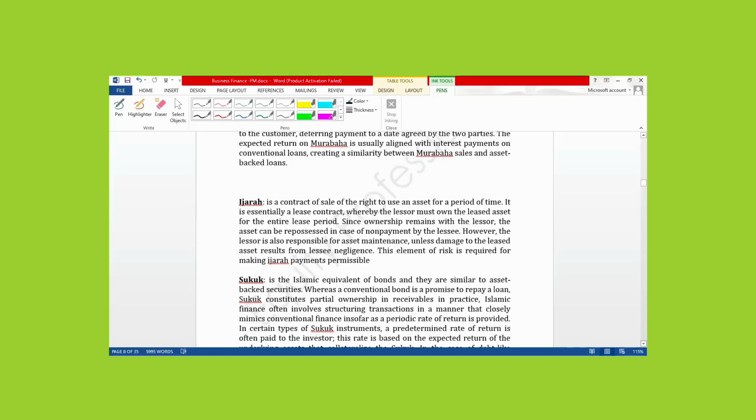Finally, Sukuk. Sukuk bond. Sukuk is the Islamic equivalent of a bond. They are similar to asset-backed securities. When you issue Sukuk, you are trying to raise funds for a specific asset.